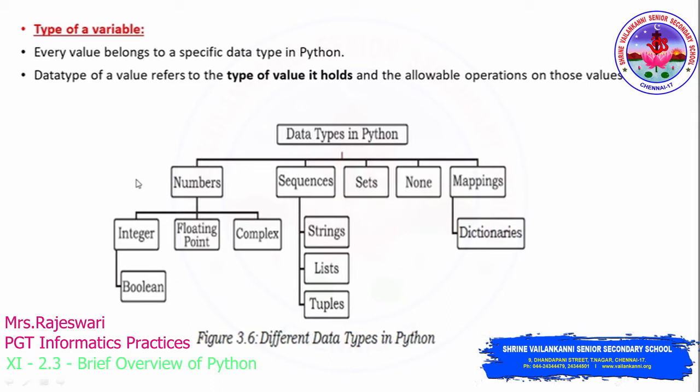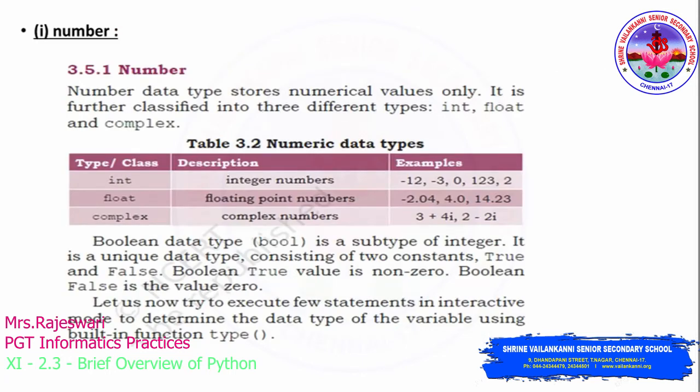First we will discuss the numbers data type. What do we make use of numbers for? Numbers will store only numerical values; apart from numerical values, it will not store anything. The number data type helps to store all the numerical values, and it is classified into 3 types: integer, floating point, and complex. In short, you can call them int, float, and complex.